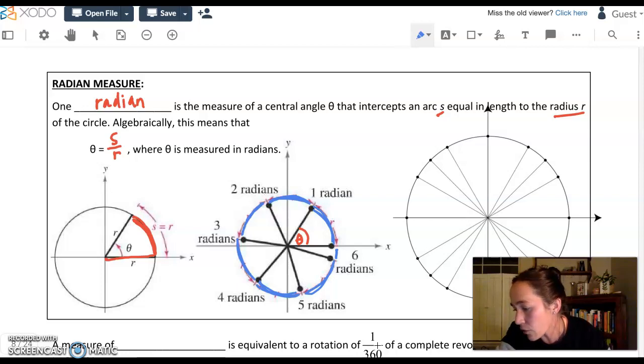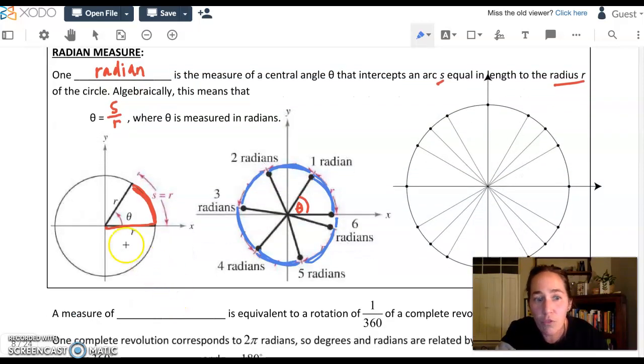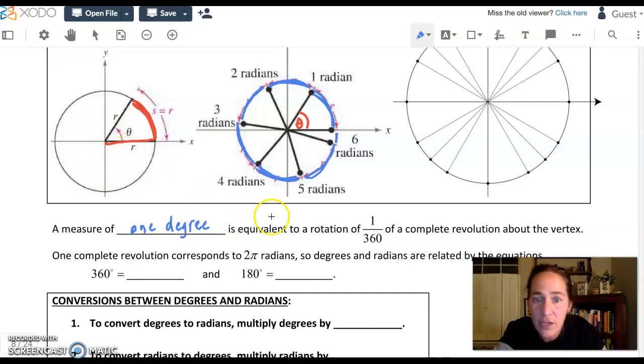If you recall, because I want to talk about the conversions here, we'll say a measure of 1 degree. So 1 degree, it says, is equivalent. Well, since an entire circle, from the positive x-axis all the way around, you have to go 360 degrees. 1 degree is 1/360th of a complete revolution around the vertex of that angle.